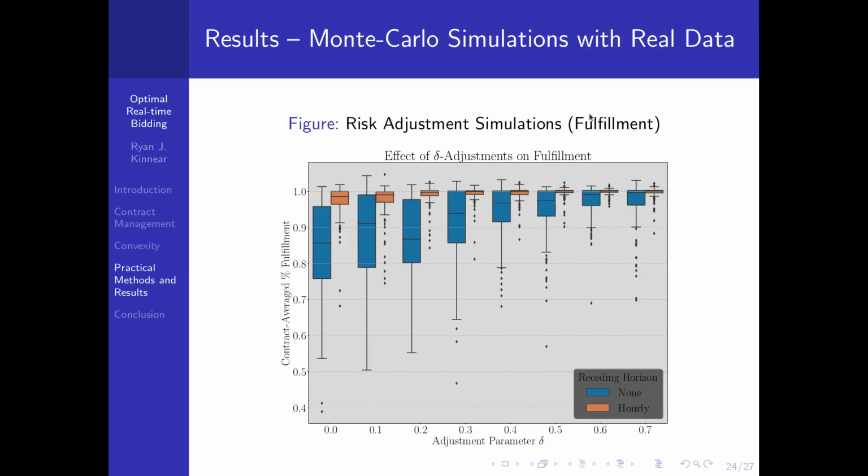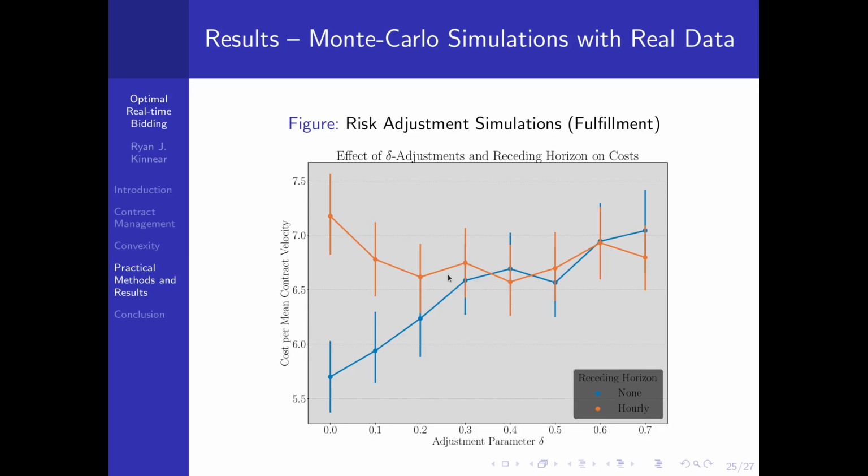And here are some simulations with real data. On the bottom here is that adjustment parameter delta. The blue is where there's no receding horizon, and the orange is where there is. So without any supply overinflation, without a receding horizon, a large proportion of the contracts are not actually fulfilled. But by adding a receding horizon, almost 95 or 97% of the contracts become fulfilled in this simulation. And if you increase the delta parameter just a little bit, then you can get almost all of the contracts to be fulfilled. And then similarly, the receding horizon helps you control the costs.